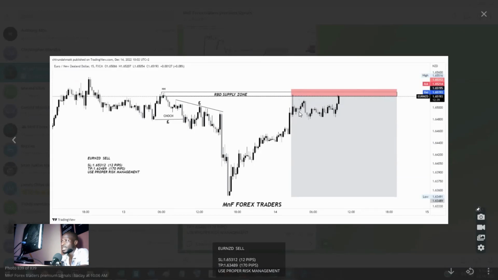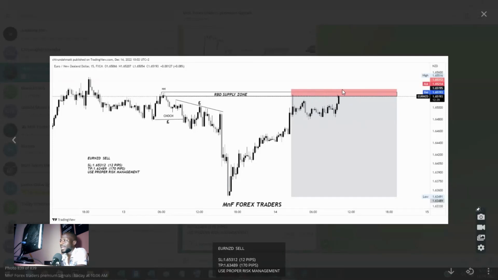Then we had this level which came and touched our level right here, dropped a little bit and pushed back. We usually have these kinds of setups where the market is retracing for another entry at this level right here.